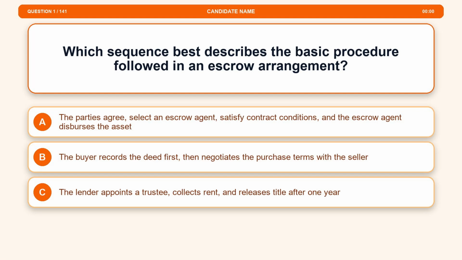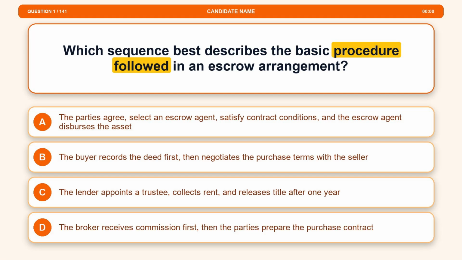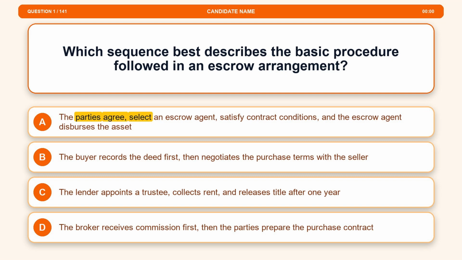Question 1. Which sequence best describes the basic procedure followed in an escrow arrangement? Option A. The parties agree, select an escrow agent to satisfy contract conditions, and the escrow agent disperses the asset. Option B. The buyer records the deed first, then negotiates the purchase terms with the seller. Option C. The lender appoints a trustee, collects rent, and releases title after 1 year. Option D. The broker receives commission first, then the parties prepare the purchase contract.